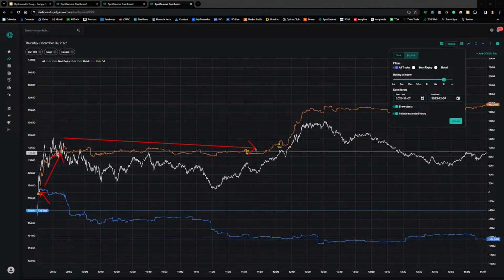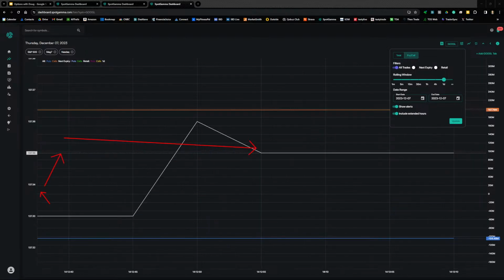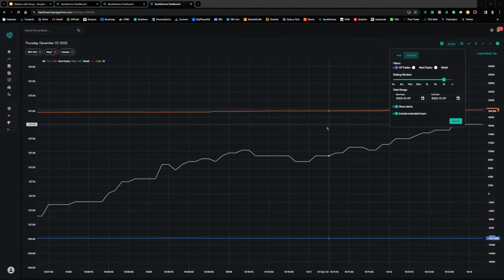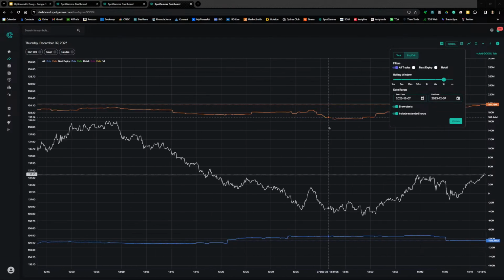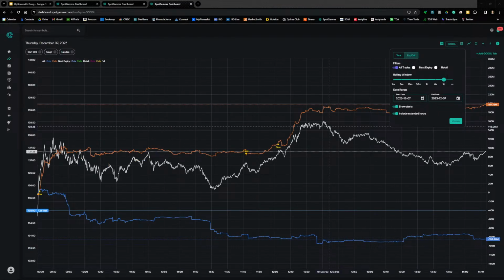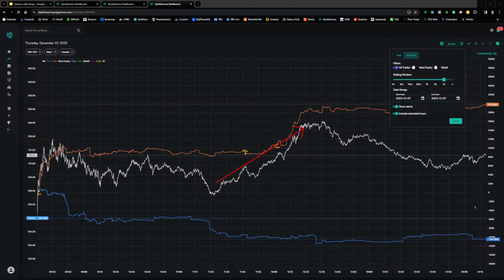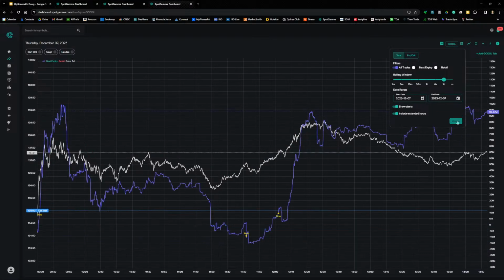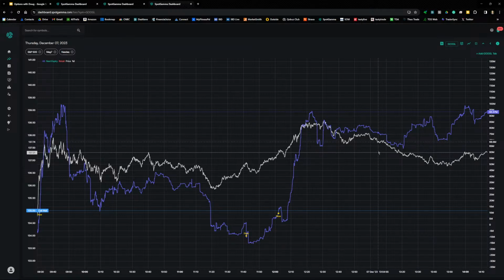They take the foot off the gas for a while. Price consolidates. Price moves higher and traders continue to buy calls. So in this case, it looks like Google price started to move higher first, and then call buyers came in again. They're also buying puts today, but the call buyers are more aggressive.